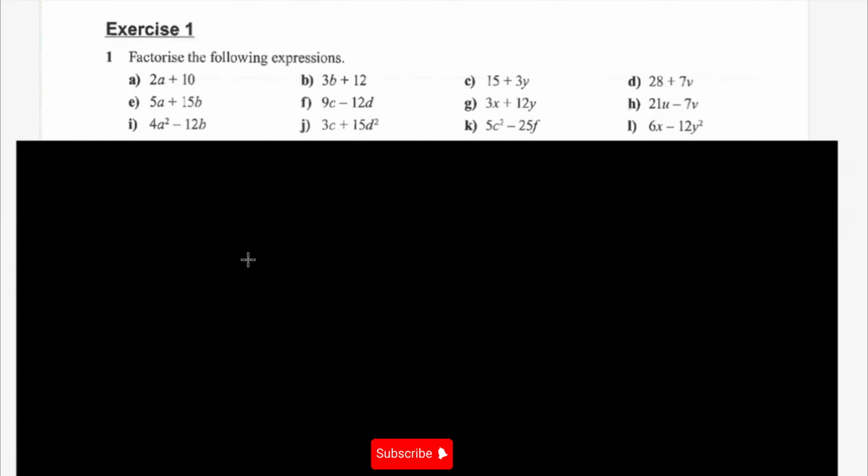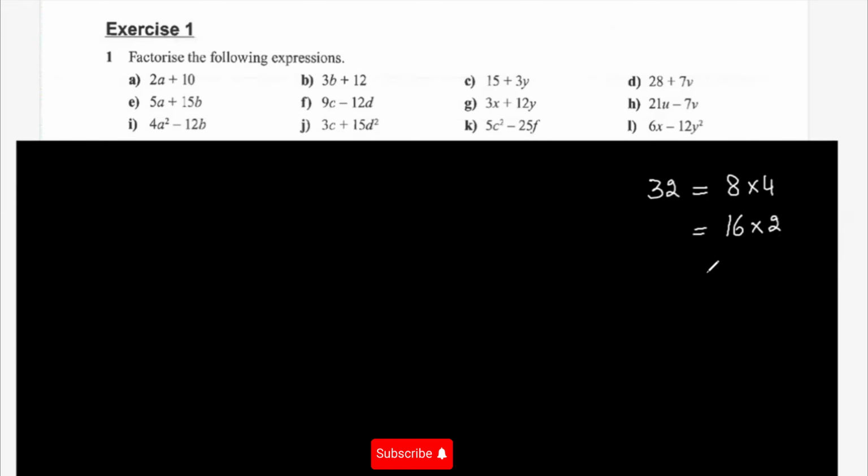We are going to learn about factorization of algebraic expressions. So what is the meaning of factors? For example, we have a number, let's say 32. This 32, we can write it as 8 times 4, or we can also write it as 16 times 2.